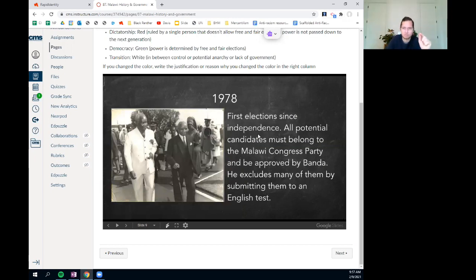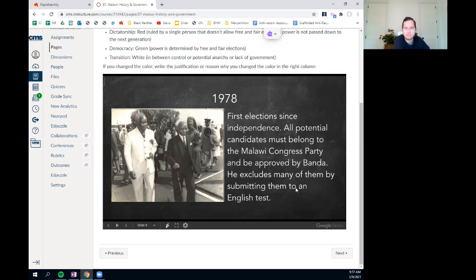All right. Okay, but in 78, look at this, y'all. And I want you to determine what color this should be. There are first elections since independence. Okay, what is this, 14 years later? All potential candidates must belong to the Malawi Congress Party, which is his party. And he then excludes many of them by submitting them to an English test. So they have elections, but is this a democracy? Why or why not?